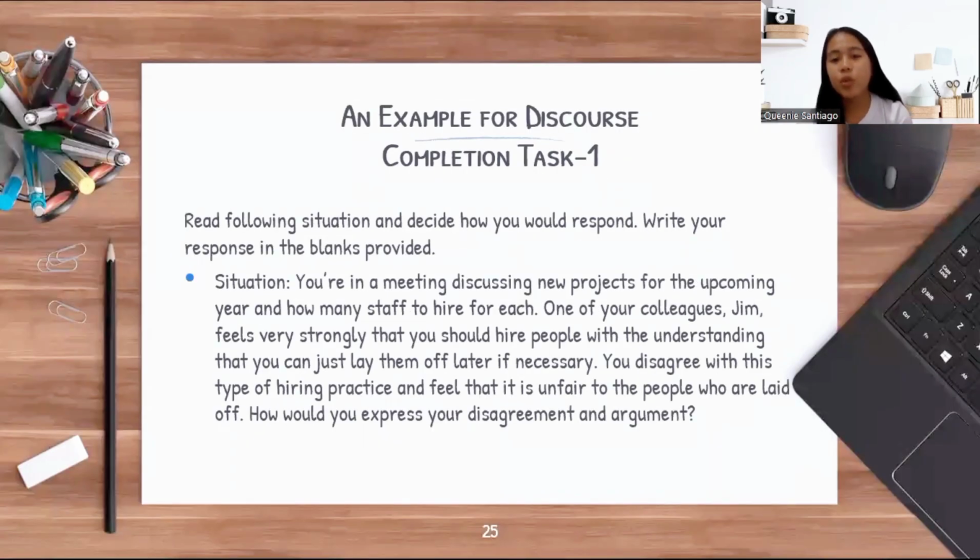An example for discourse completion test. Read the following situation and decide how you would respond and write your response in the blanks provided. So this is an example of a discourse completion task.